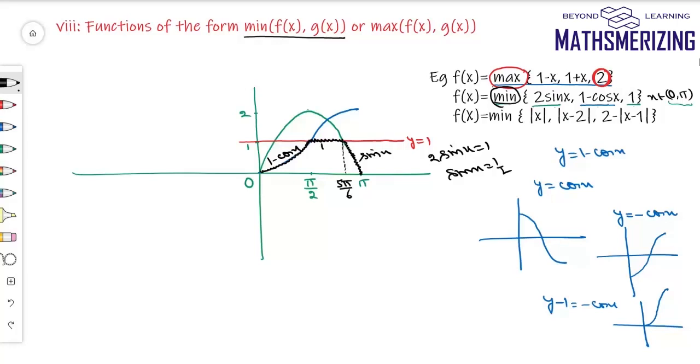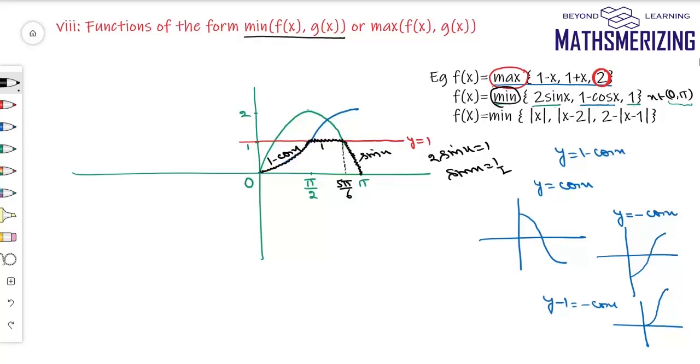So the graph of this function will be 1 minus cos x when x lies between 0 and pi by 2. Between pi by 2 and 5 pi by 6, its value is 1. And now between 5 pi by 6 and pi, this function f(x) will be sin x. So that is the graph of the given function.